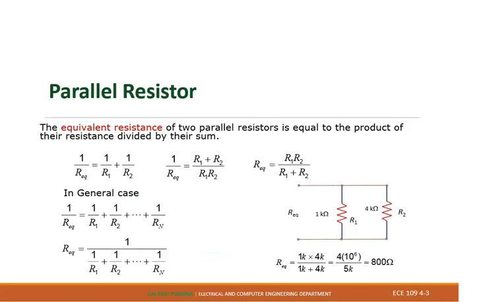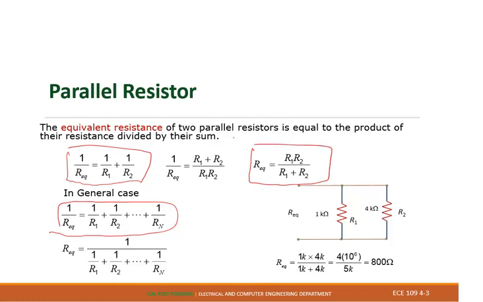How about when the resistors are connected in parallel? In this case, 1 over R equal will be equal to 1 over R1 plus 1 over R2 plus ... plus 1 over Rn, in this general case. If only two parallel resistors are connected to each other, we can give the equation as 1 over R equal equals 1 over R1 plus 1 over R2. If you combine the denominators, R equal will be equal to R1 times R2 divided by R1 plus R2, easily given to you.